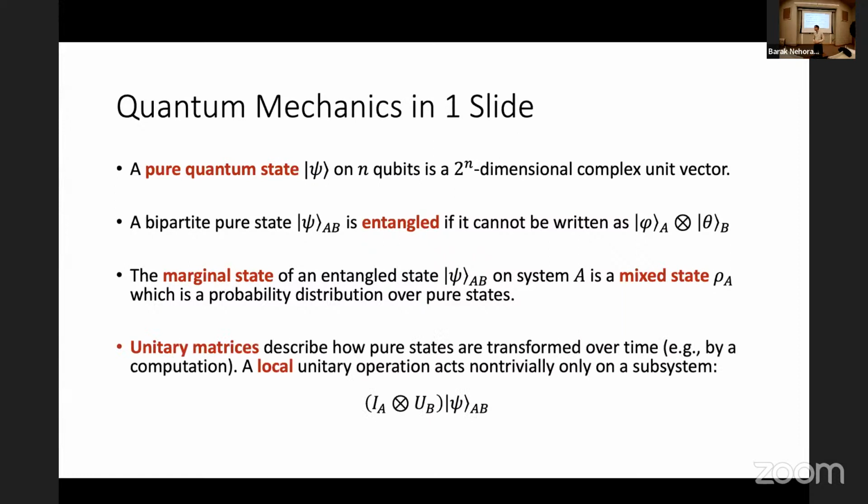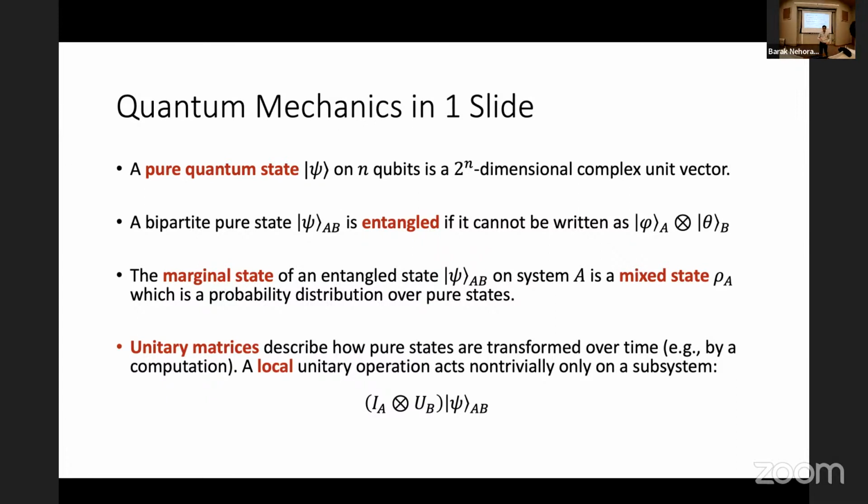The last concept here is how quantum states evolve over time, and they evolve through unitary matrices. Unitary matrices, in linear algebra, map unit vectors to unit vectors, and so they transform quantum states.